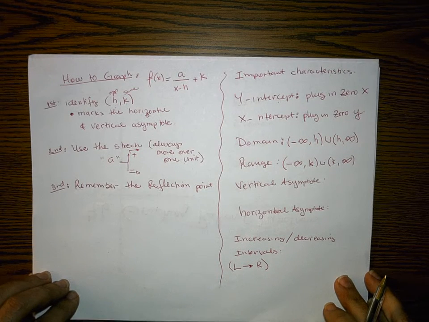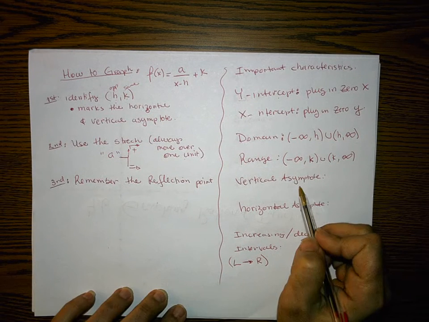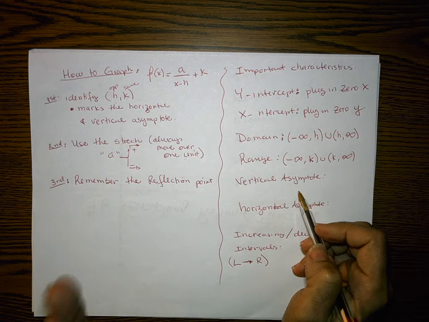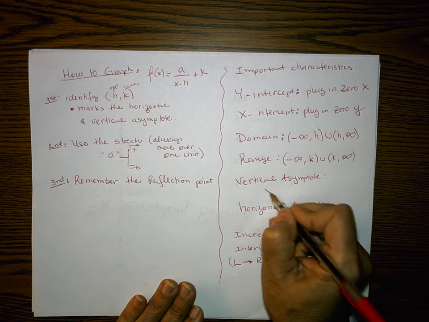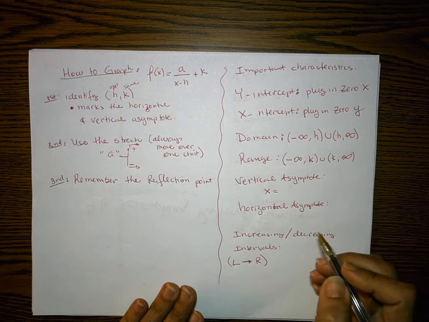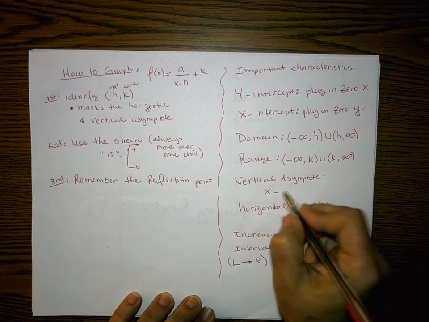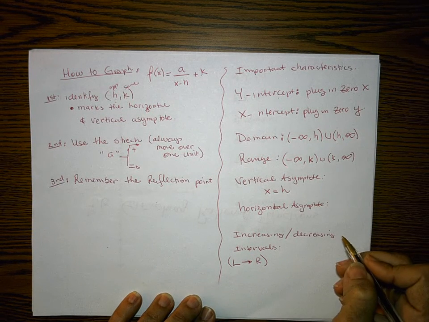Then we see the vertical asymptote. Now the vertical asymptote is your h value. So it's a vertical line, x equals a certain constant, and that constant will be your h value.